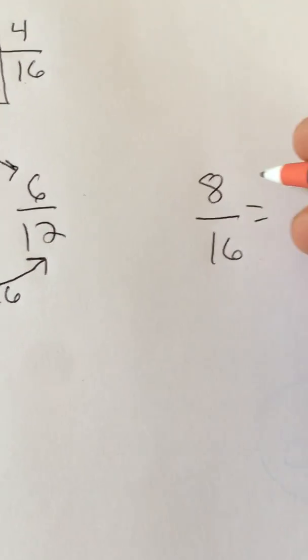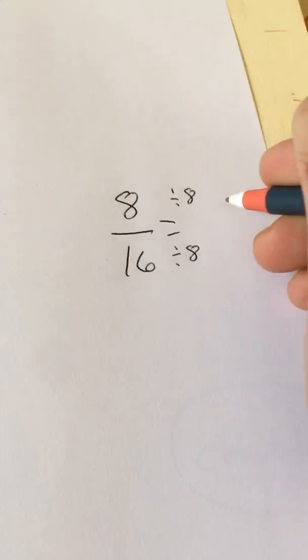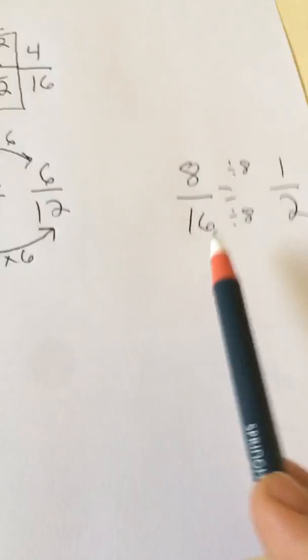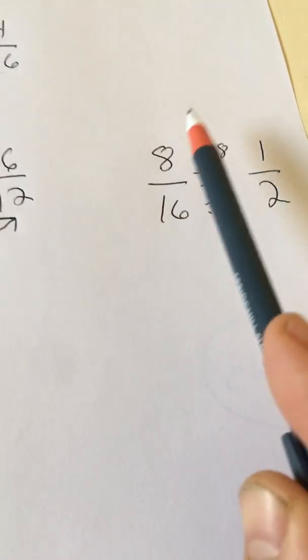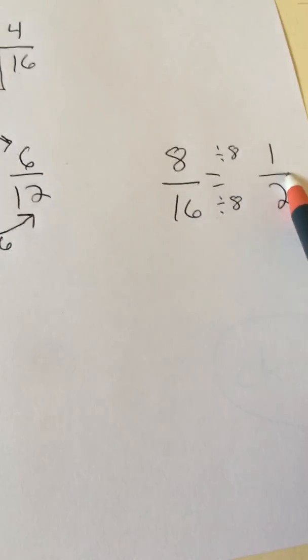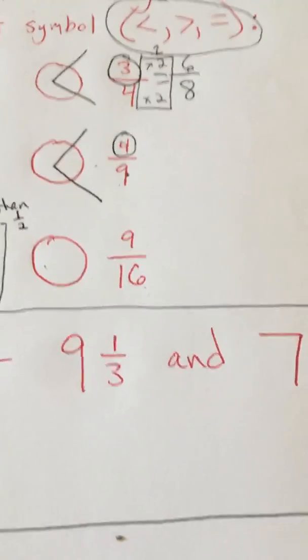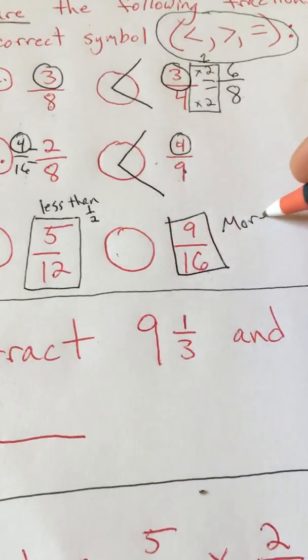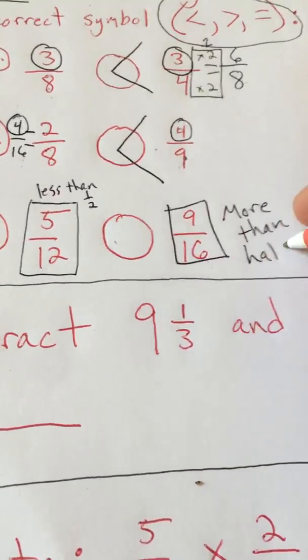8/16. If we simplify this, dividing them both by 8, we get 1/2. So 8/16 and 1/2: 2 times 8 is 16, 1 times 8 is 8. So these are equivalent fractions. So if 8/16 is half, that means 9/16 is more than half. So we're using our benchmarks of what is 1/2 to help us solve this one.